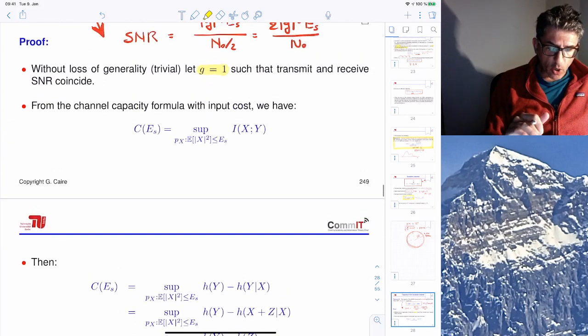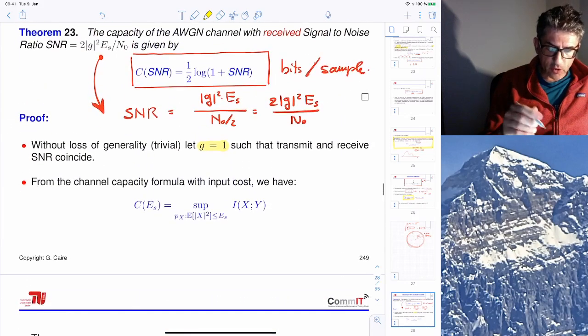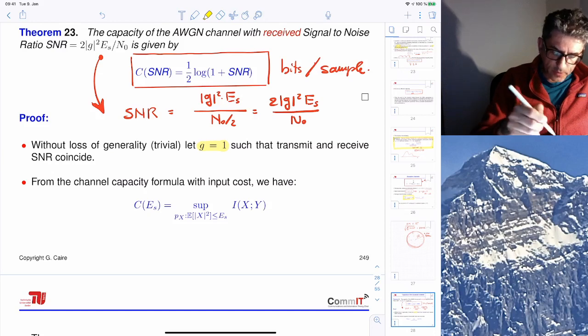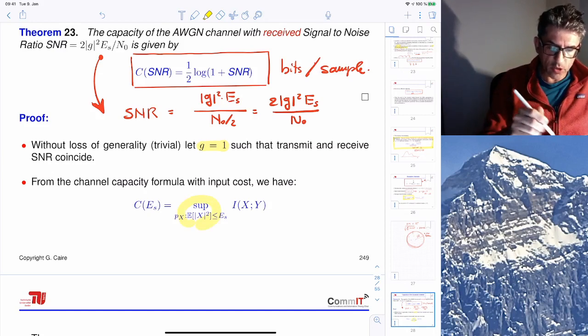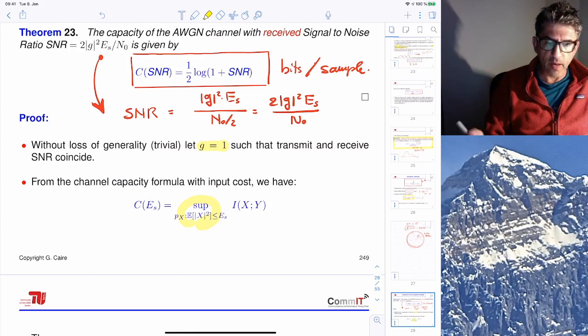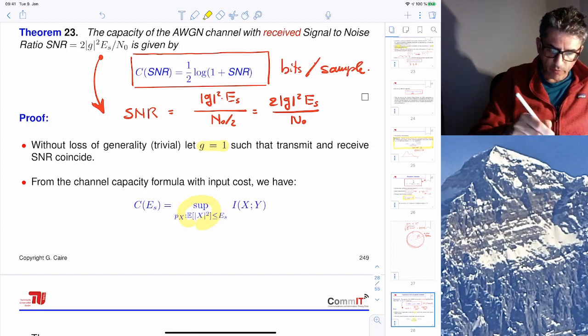So let's first show that this formula actually obtains the max, in fact, the supremum, over all input distributions with fixed second moment, so with a constraint expectation of x squared less or equal than Es, of the mutual information.